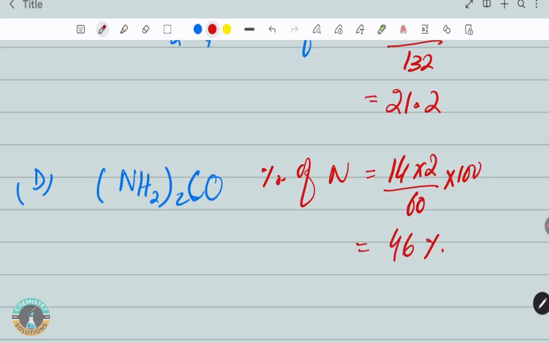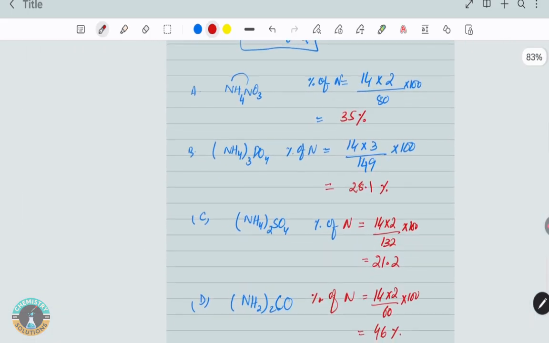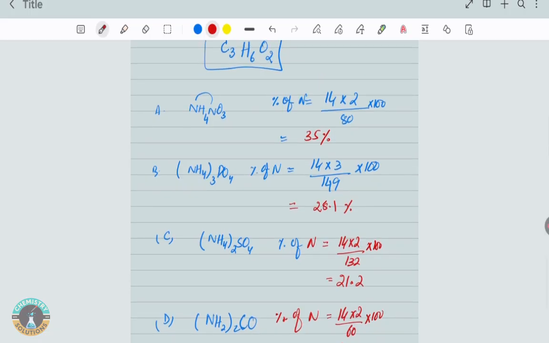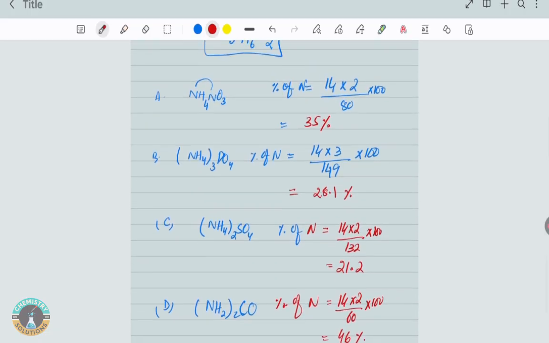So you can clearly identify which substance has the highest percentage by mass of nitrogen. Our answer is 46%, that is option D. So look at this, our answer is D. Okay, so this is the answer, 46%.